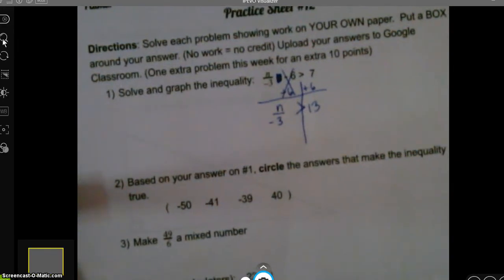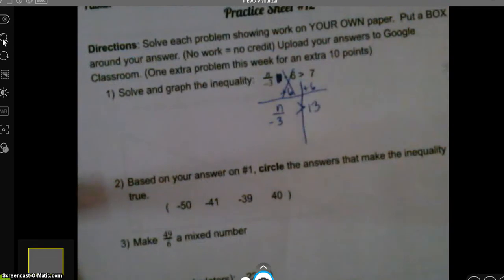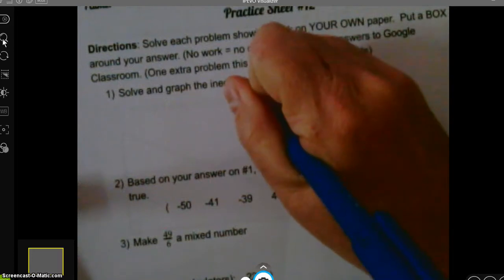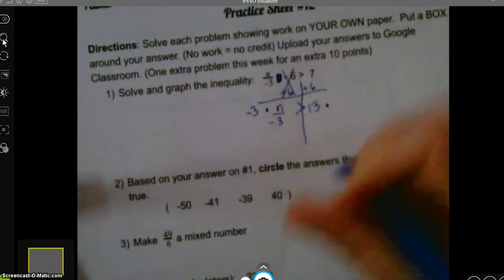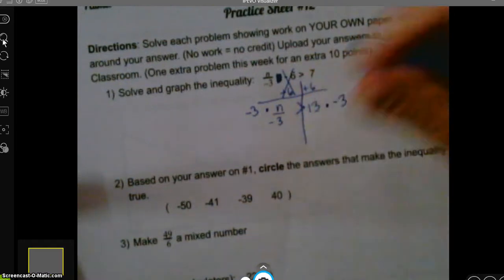Okay, so I'm not done because my n is not by itself. I have divide by negative 3. So to get rid of divide by negative 3, I do multiply. And when I multiply, I have to multiply exactly by what I see here, which is negative 3.